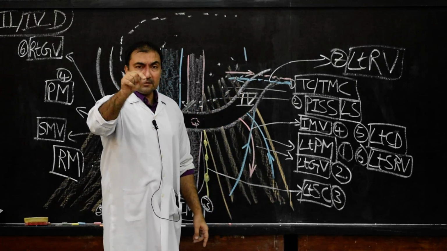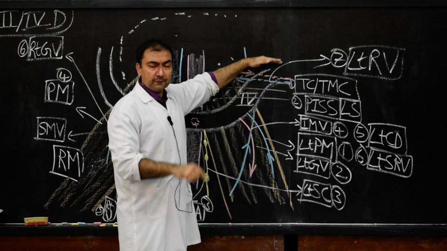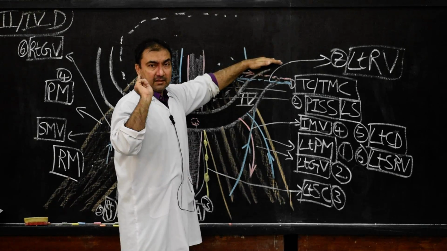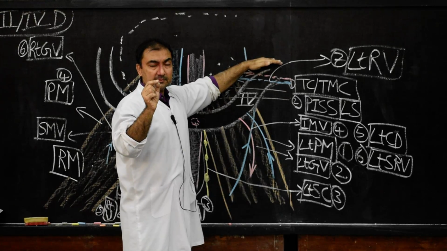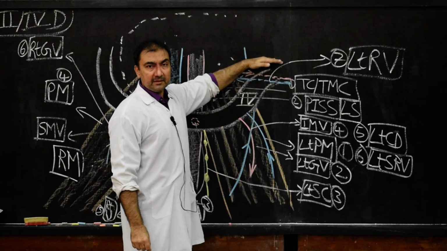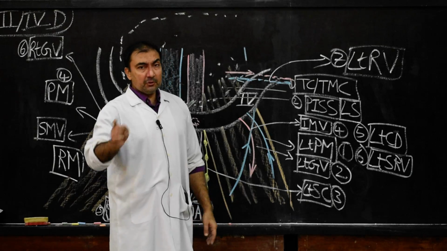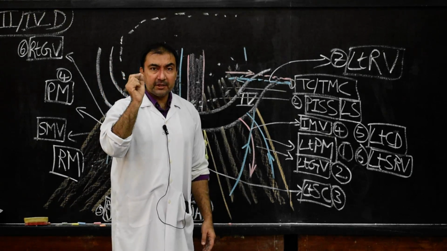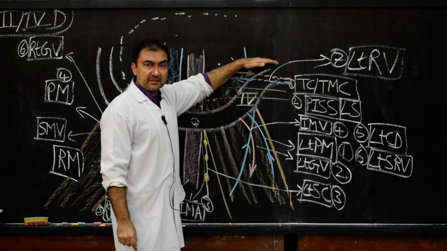Now, another structure which lies superior to the fourth part of duodenum, only one structure, and that will be the body of pancreas. This creates confusion among students in MCQs. So the body of pancreas will be lying superior to the fourth part of the duodenum. It will not be head, it will not be tail. Only the body of pancreas lies superior to the fourth part of duodenum. This is also asked in MCQ.